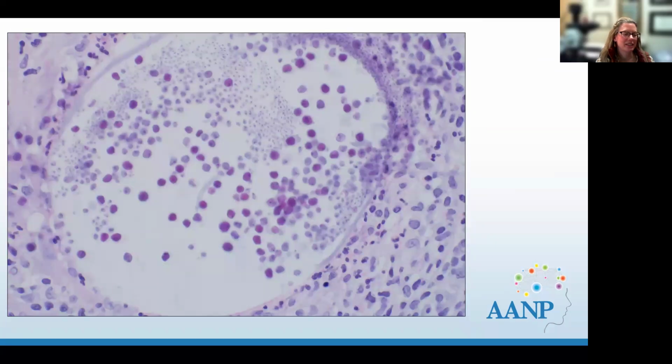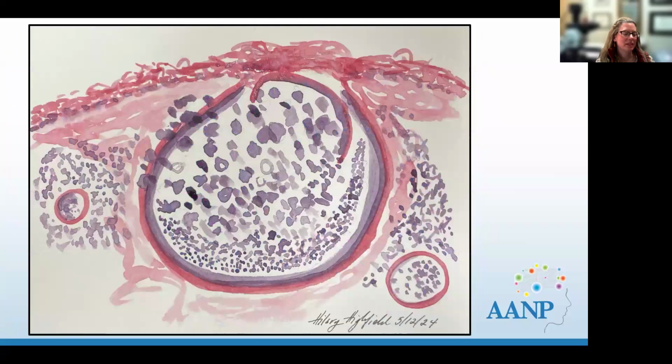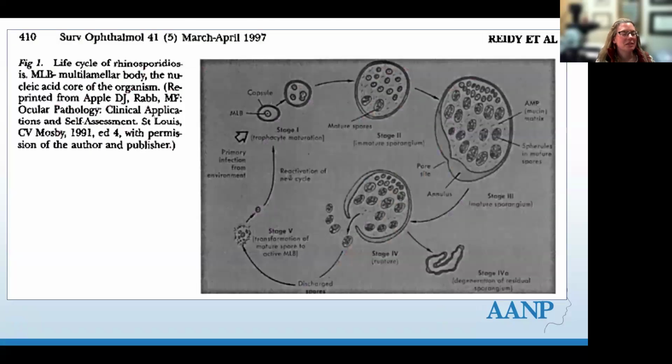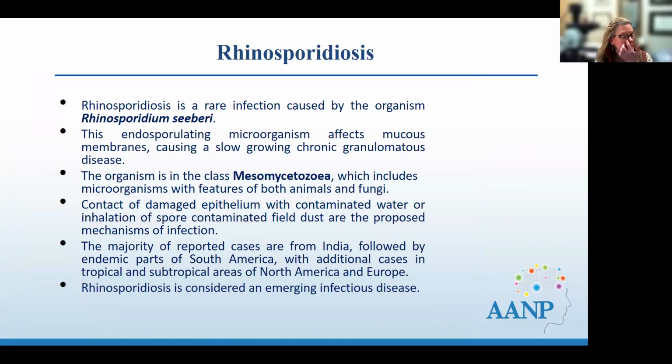So here they are again. Here's a GMS and a mucicarmine to show you these encysted organisms. There's a Giemsa stain, and then here's the artwork. And so looking back in the literature, I was happy to see that other people were drawing things too. And so this is rhinosporidiosis. So these are giant organisms. And let's look at the word slides to discuss a little bit about it. And so it's an emerging infectious disease. It's in the class Mesomycetozoea.